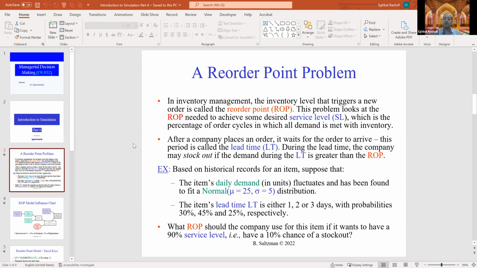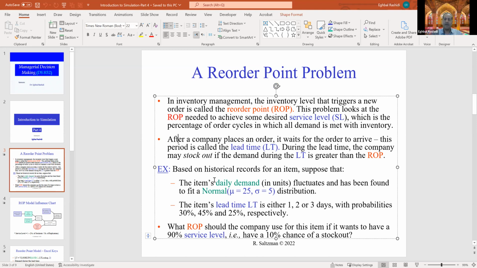So you have a possibility of what is called stocking out. That means that because the daily demand also fluctuates, it's random, uncertain. So this is what we want to do here. We want to compute the reorder point in such a way that we have a certain level of service level. Service level is the opposite of a stock out. So that's 1 minus the probability of a stock out.